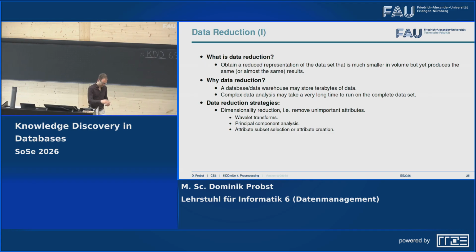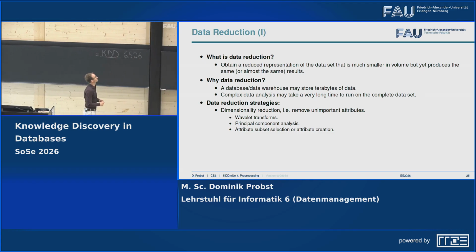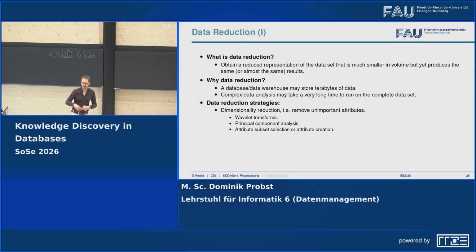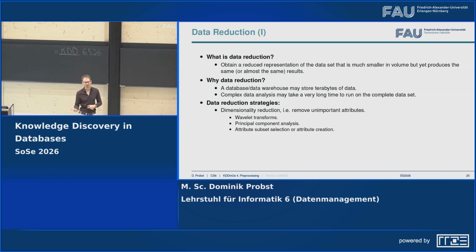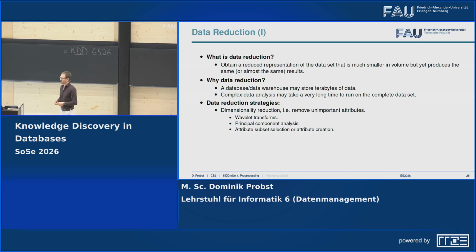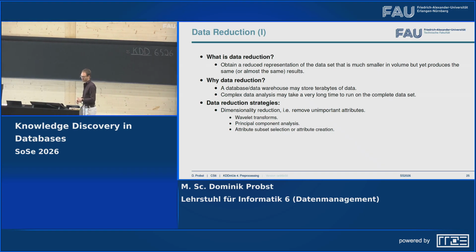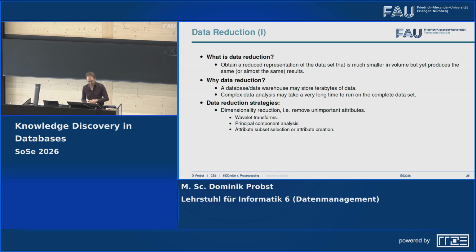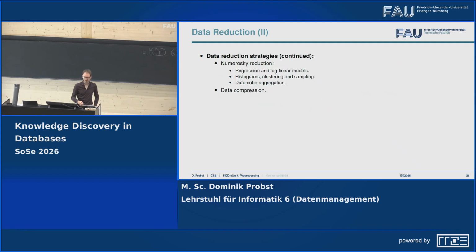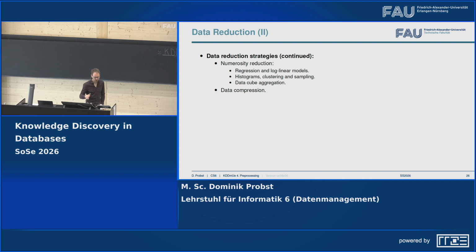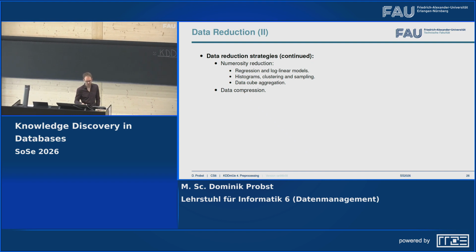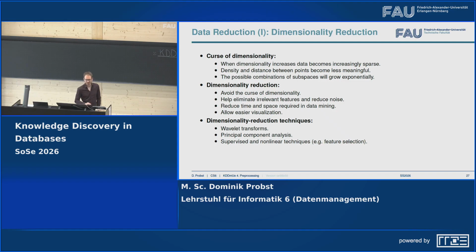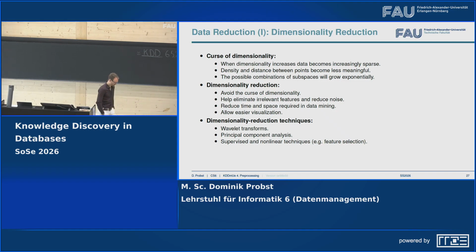In this lecture, we will talk about three major types of data reduction. One is the wavelet transform. One is PCA, the principal component analysis. And then we will also talk quickly about attribute subset selection or attribute creation. We will also talk about numerosity reduction and data compression quickly, but that's for later. Dimensionality reduction is the most important thing.